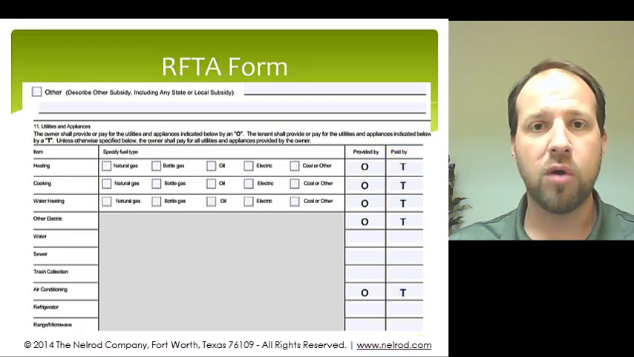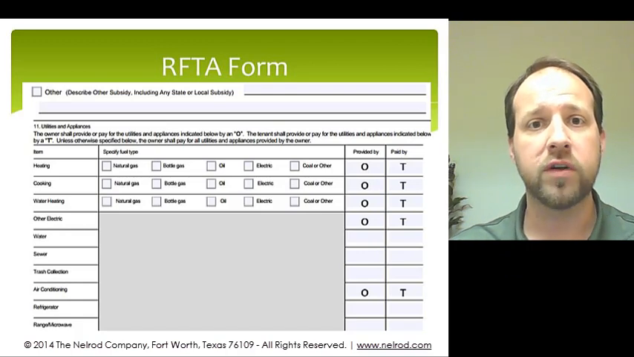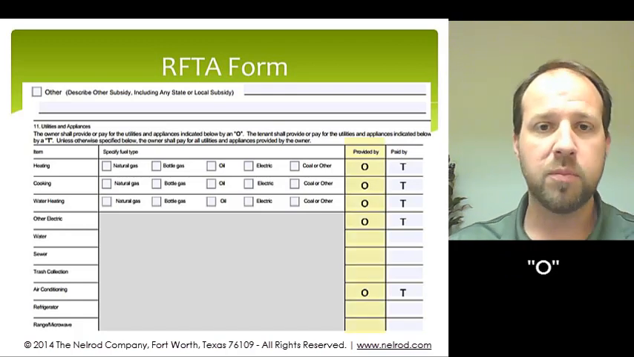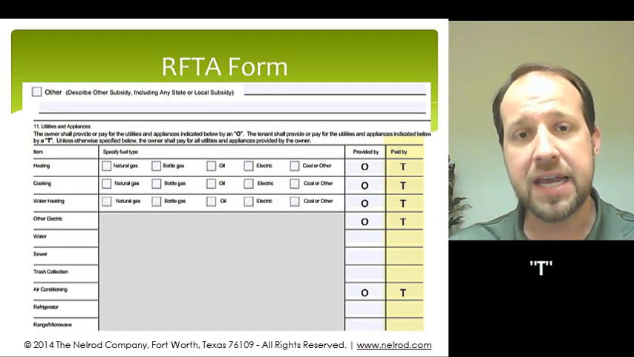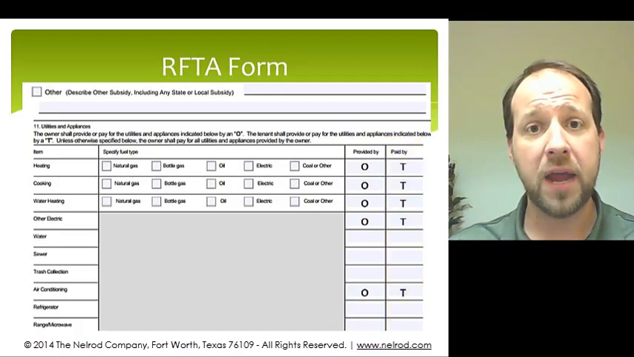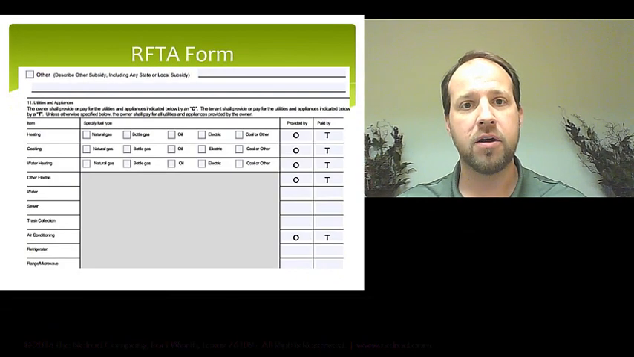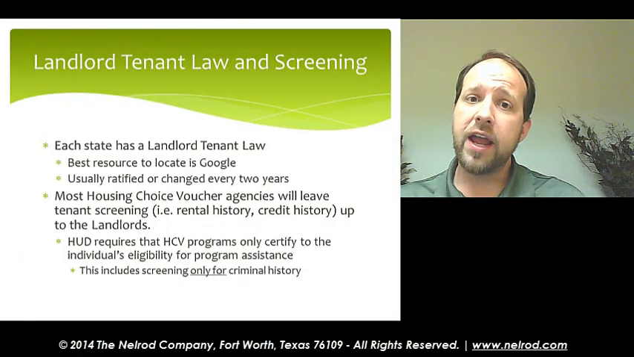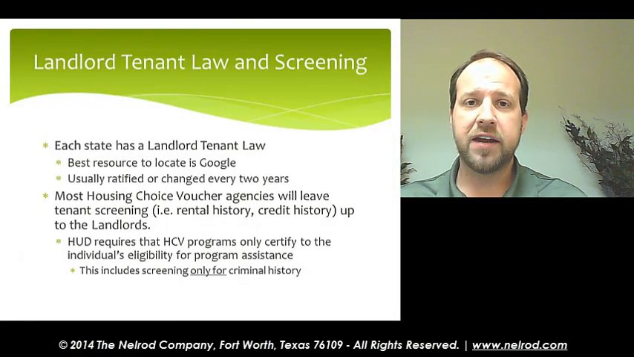So looking at this form, this is a little bit more of a traditional RFTA, which we should probably see more times than not. So O's in the provided by columns and T's for those utilities that the tenant is paying for, indicated in the right-hand column. Okay, our next one are the landlord-tenant laws and tenant screening.